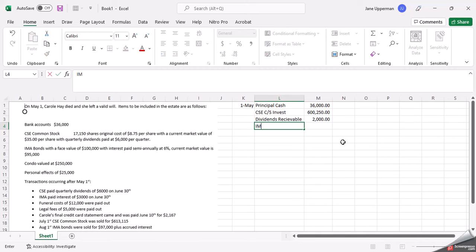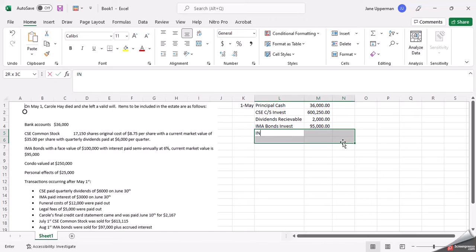Okay, then she has IMA bonds also as an investment. It tells us the face value is $100,000. It has interest being paid semi-annually at 6%. And then there's a current market value of $95,000. So we always want to go with the market value. So that's our value. But we also know that we're going to have interest receivable. So we'll record that as well, up to the date of death.